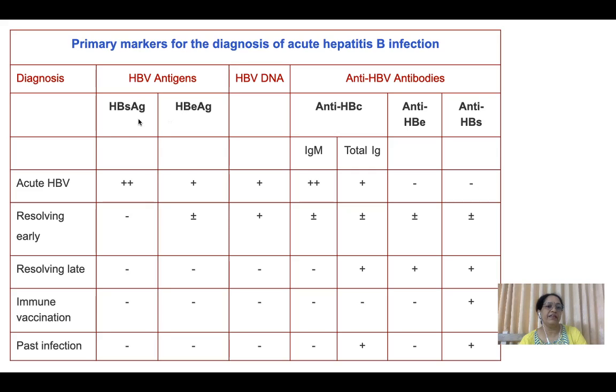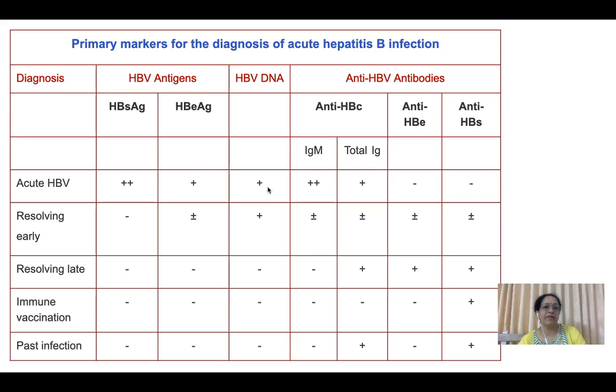Here, among the HBV antigens, HBs antigen and HBe antigen are included. In the anti-HBV antibodies, anti-HBc, anti-HBe and anti-HBs, that is surface antibody, are included. In the anti-HBc category, either IgM antibodies or total immunoglobulin we have to consider. So here we can see during acute hepatitis B virus infection, HBs antigen and HBe antigen are present in the patient's blood.